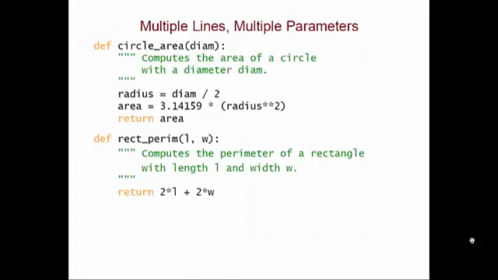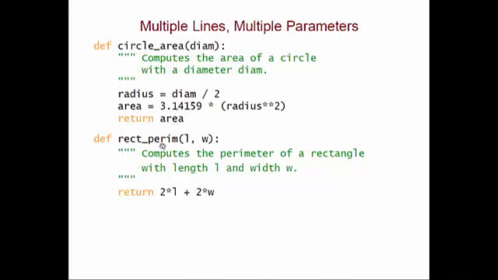Here are two other functions, and you can see that it's possible for a function to have multiple lines that are part of it, and see how they're all indented the same amount. So this function is called circle area. It takes a single value, which is the diameter of the circle. It computes the radius using division, assigns that to a variable. Then it computes the area, and notice how we're doing exponentiation here, squaring the radius, multiplying it by an approximation of pi, storing that in a variable called area, and then we return whatever value is in that variable.